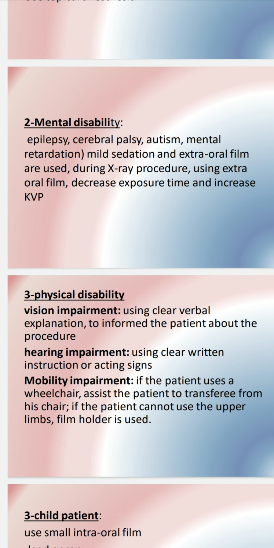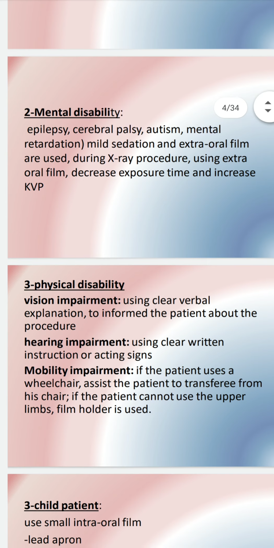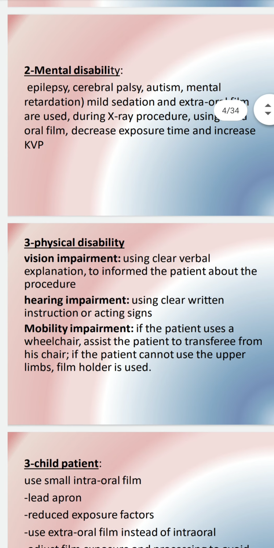Number 3, physical disability. Vision impairment: use a clear verbal explanation to inform the patient about the procedure. Hearing impairment: use clear written instructions or acting signs. Mobility impairment: if the patient uses a wheelchair, assist the patient to transfer from the chair. If the patient cannot use the upper limbs, a film holder is used.